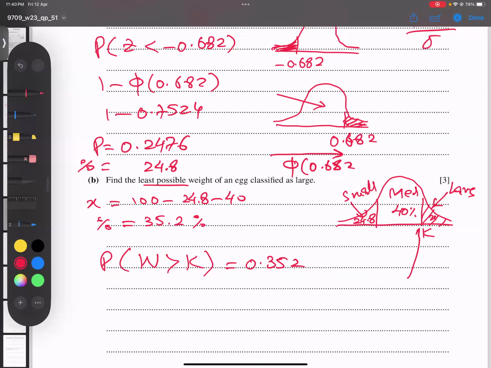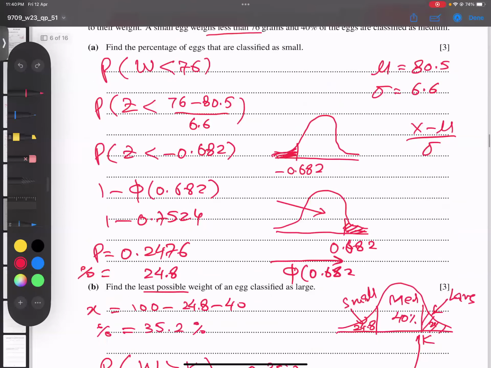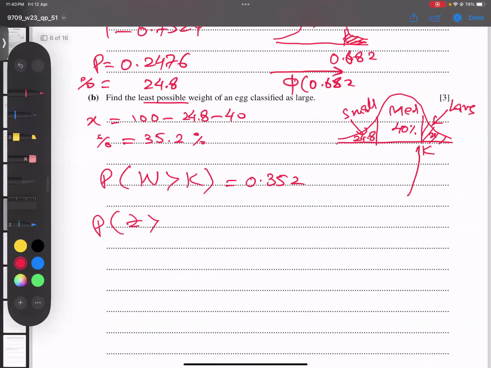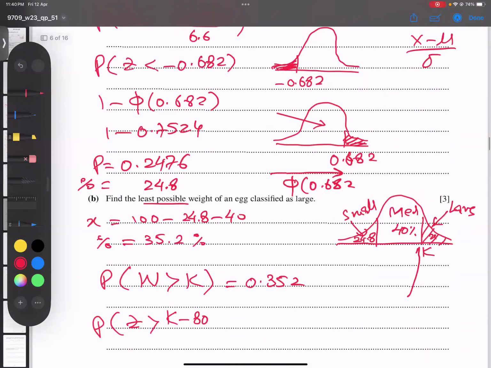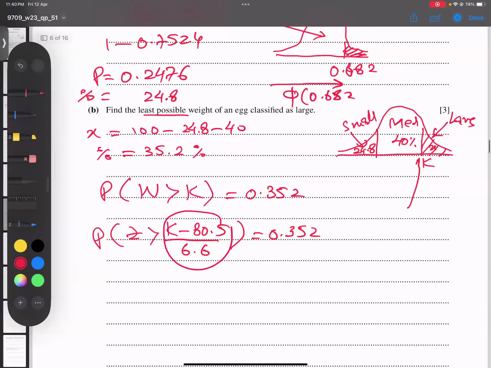So now, students, how can we do it according to the plan, how can we write it? This W, I will convert into Z, again using the same formula, this one. So let's try to do it. Z is bigger than (A minus mean), which is 80.5 over 6.6, and that equals 0.352.